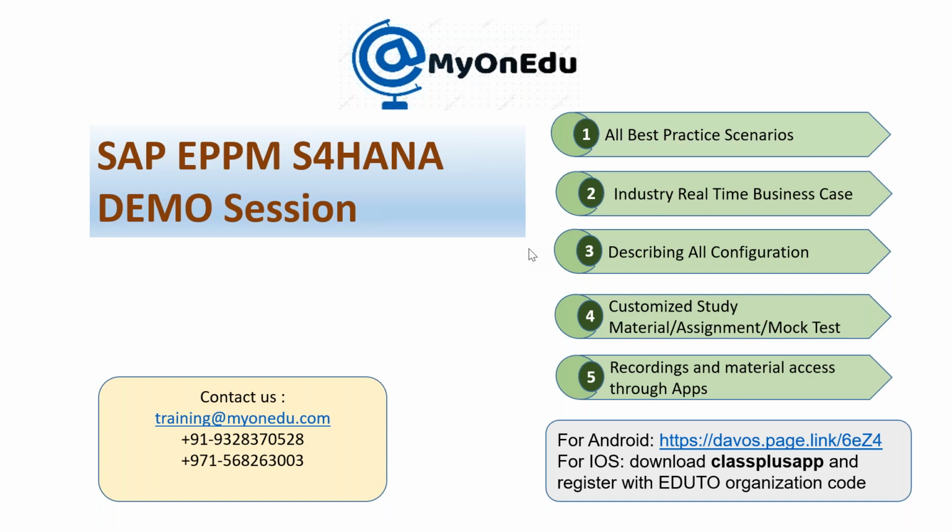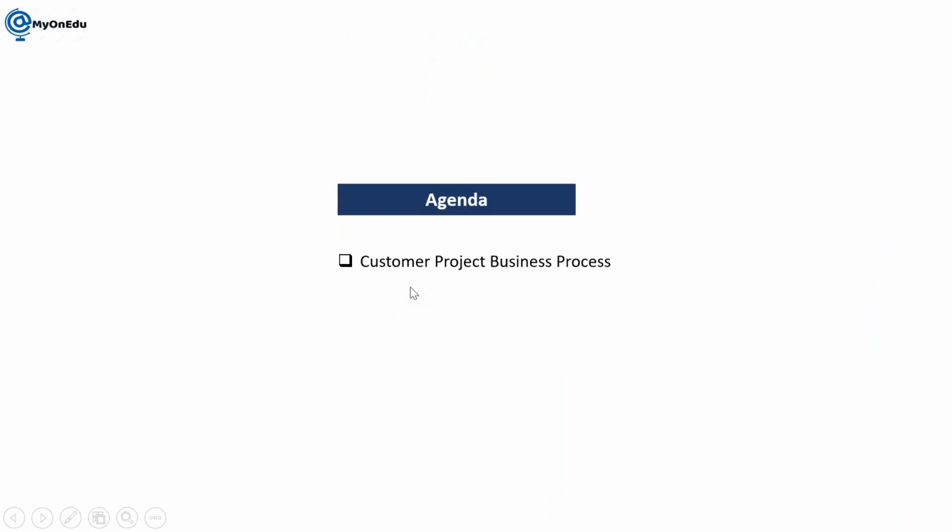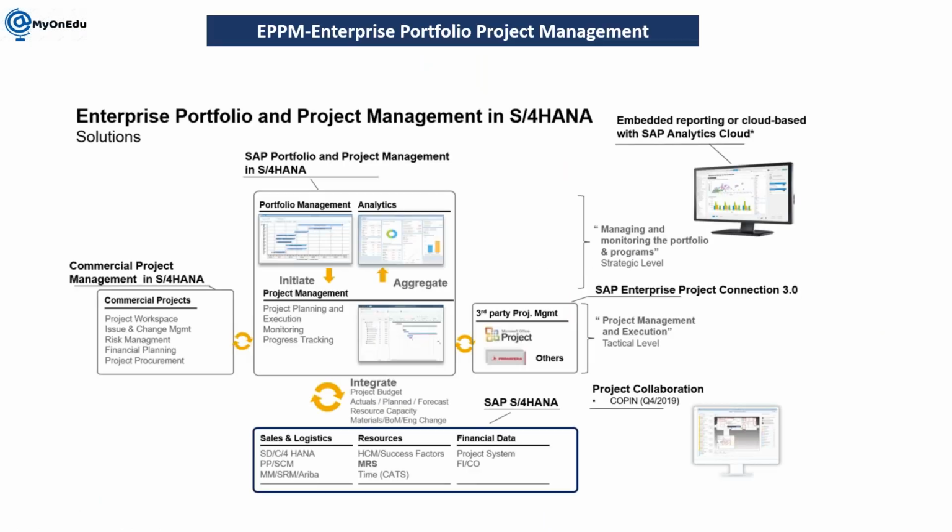Then I'll explain the major functionality available in PPM, the major functionality available in Project System and Investment Management, and the major functionality available in CPM, Commercial Project Management, just to give you an idea. Then we'll understand how we are going to take these different courses forward in different batches.